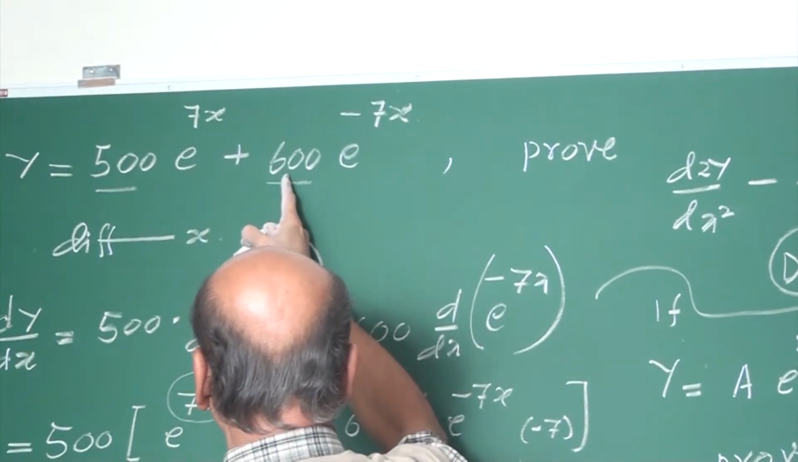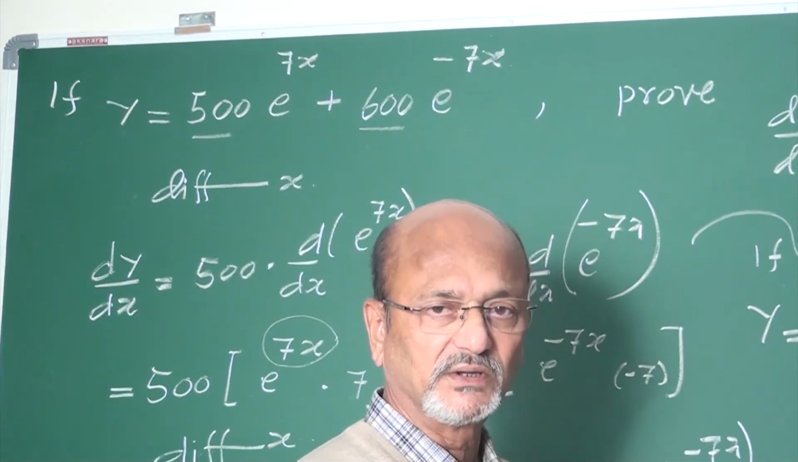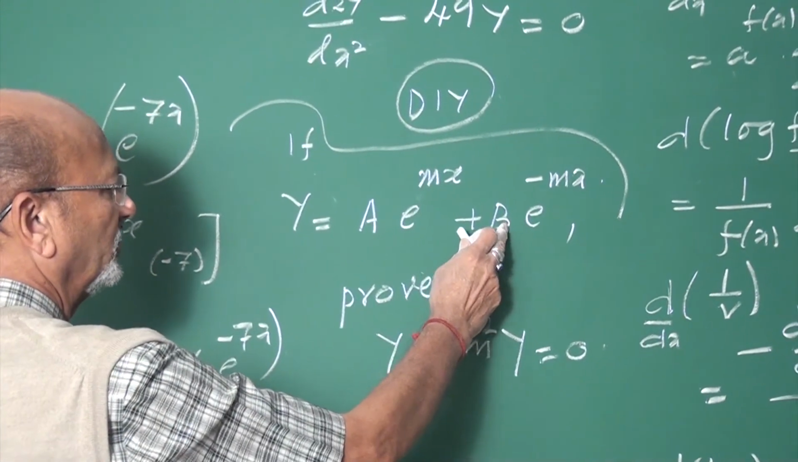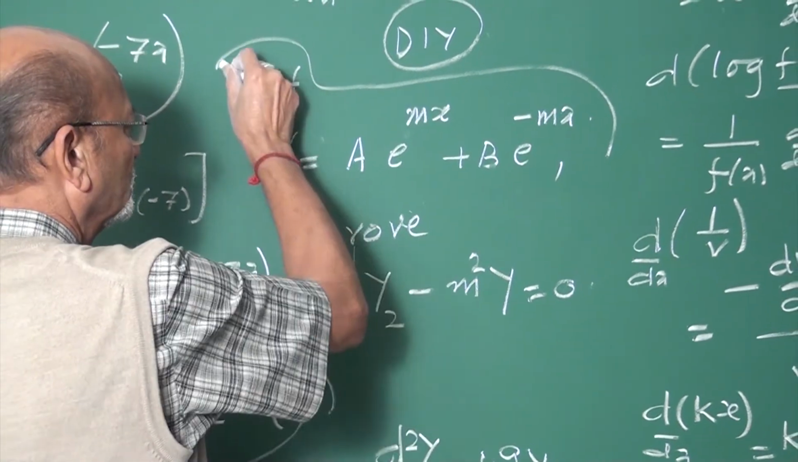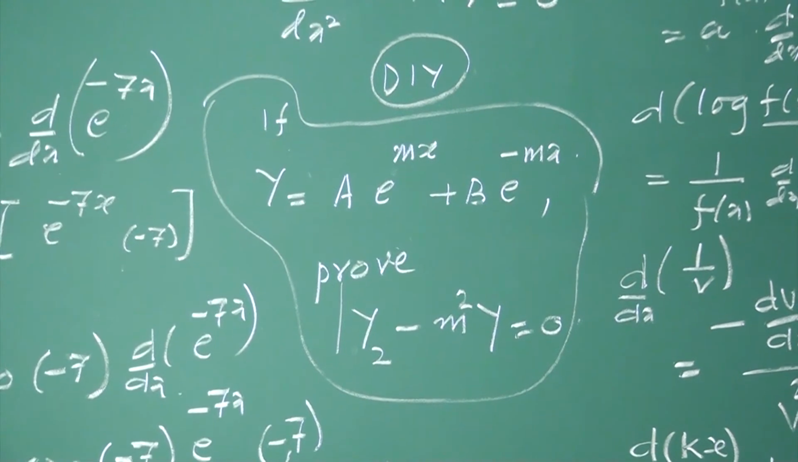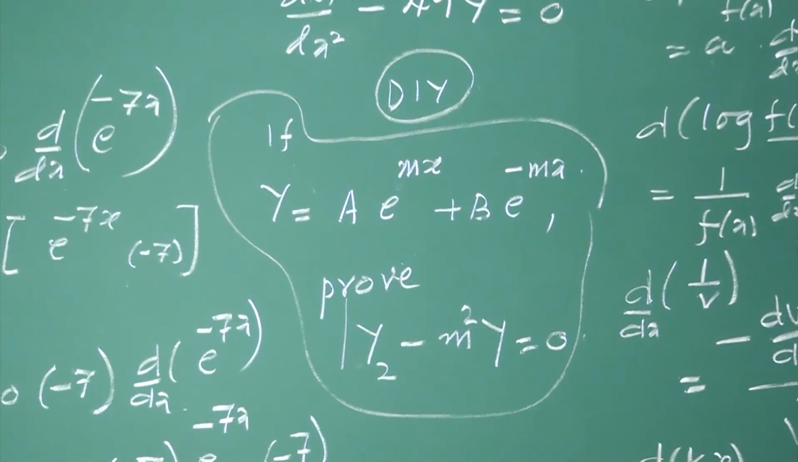What about a and b? I have done an example with a, b as some numbers, but in this case, general constants a and b. So minus m square y equal to 0. This is the same method. Yes, friends. Next one.